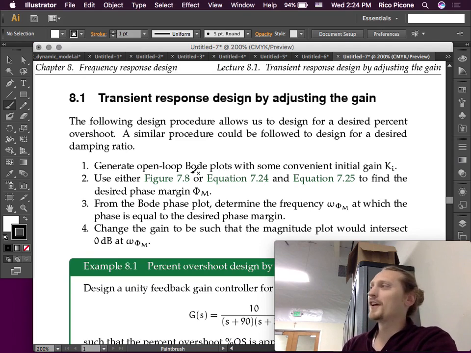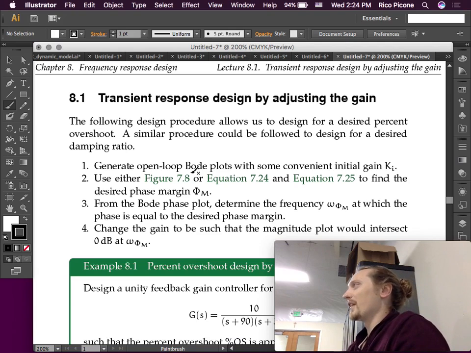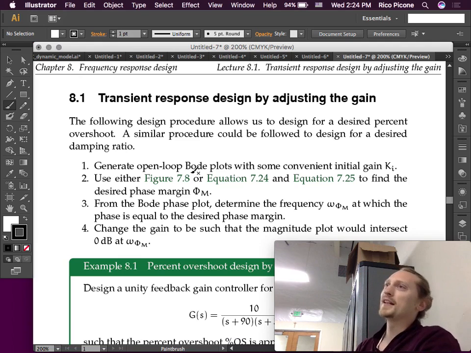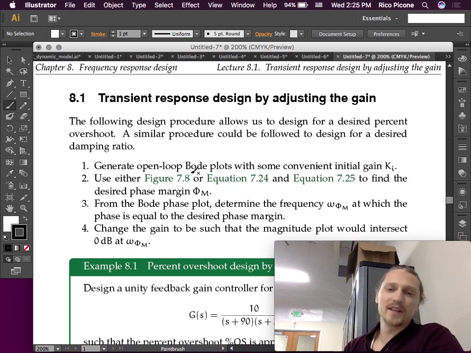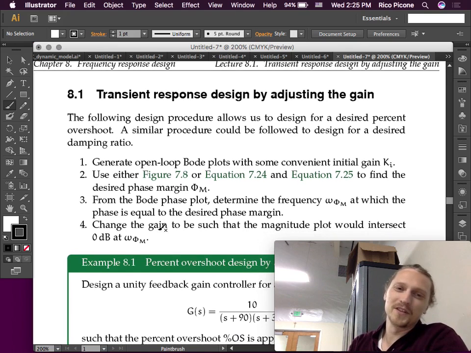Percent overshoot and damping ratio are very tightly coupled. Those two are the easiest time response parameters to design for, because they are directly related to some frequency domain objects. So this is the procedure.